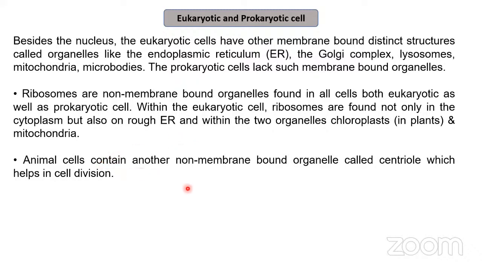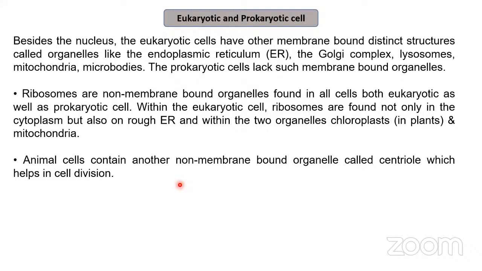Animal cells contain another non-membrane bound organelle, which is called the centriole, and this helps in cell division. So basically, in animal cells, two organelles, ribosomes and the centrioles, are the ones that are non-membrane bound, which do not have a membrane, and the rest of the organelles have a membrane. Similarly, in the case of prokaryotes, there are no membrane bound organelles.